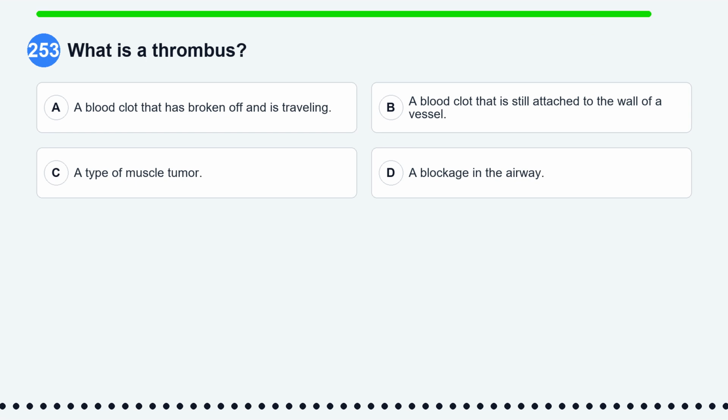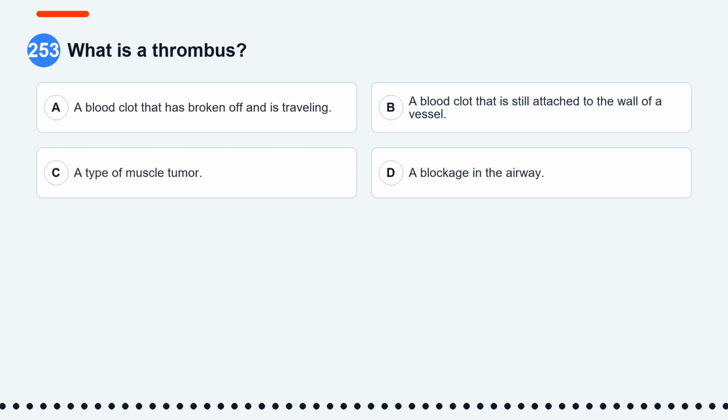Question 253. What is a thrombus? Option A. A blood clot that has broken off and is traveling. Option B. A blood clot that is still attached to the wall of a vessel. Option C. A type of muscle tumor. Option D. A blockage in the airway.